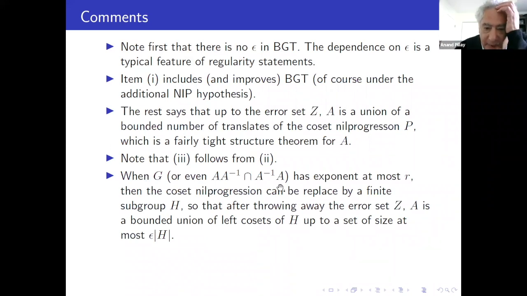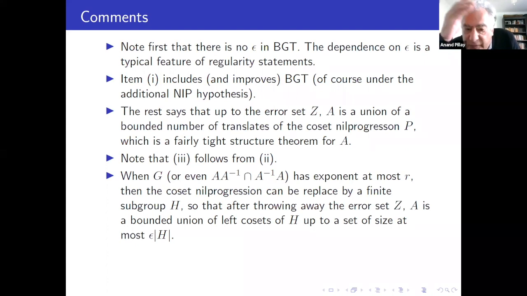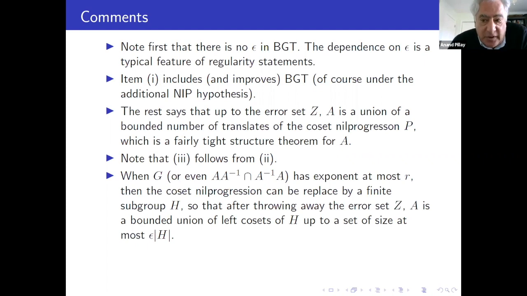When G, or even just the set A, has exponent at most R, which means R is a finite number and everything to the power R is one, then in fact this coset nil progression can be replaced by a finite subgroup H. The conclusion is that after throwing away the error set, A is a bounded union of left cosets of H. Again, a stronger structure. So in the case of bounded exponent, together with this NIP assumption, the K-tripling set is essentially a union of cosets of a subgroup with some bounds. So you get an even stronger, very strong regularity statement, in the sense of homogeneity in place of regularity.